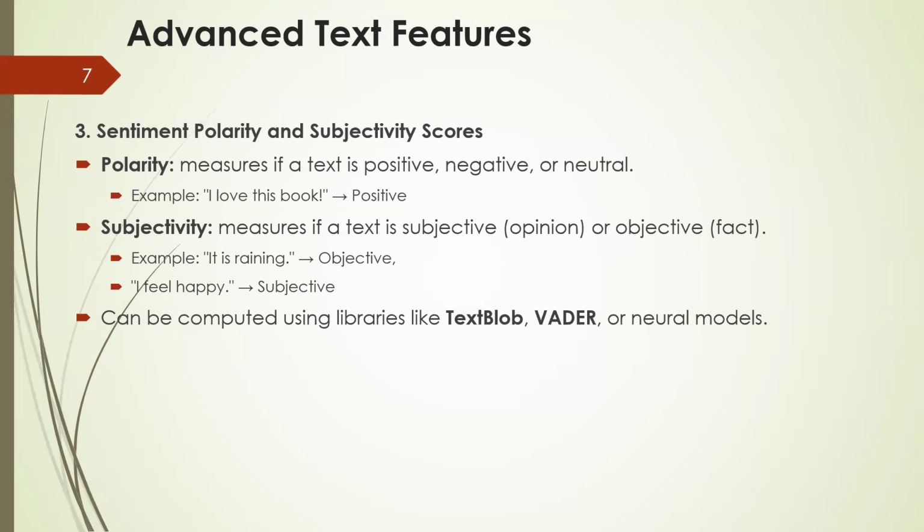It's a fact happening. I feel happy, that is subjective. Objective is nothing but what happens as a fact. Subjective is my opinion or a person's opinion. It can be computed using libraries like TextBlob or VADER, or neural models. They can be used for advanced text features such as sentiment, polarity, and subjectivity scores.